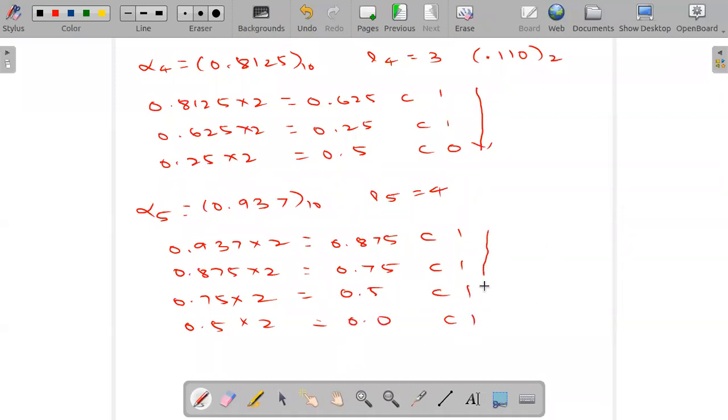Now this has to be written in this way. 0.1111. Okay. Is that clear? What I have done over here, right? Is it clear? Step number 4.